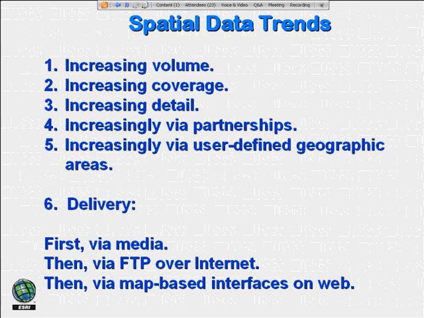portal. So you band an area on a map, and you want that high-resolution, rescanned USGS topo that National Geographic has scanned for their topo product, and you can get it. You get a box on your screen, and it was something like $11 for a couple of square kilometers of really high-resolution data. So increasingly via partnerships is the point of that, and increasingly via user-defined geographic areas. So in the past, you were sort of confined to things like the 7.5-minute topographic quadrangle grid.